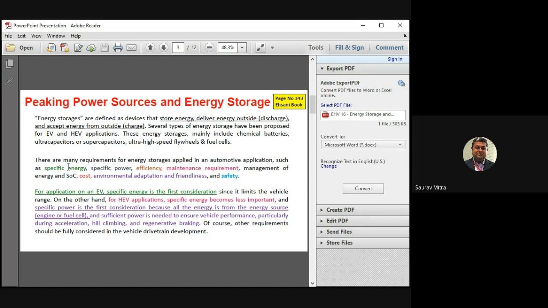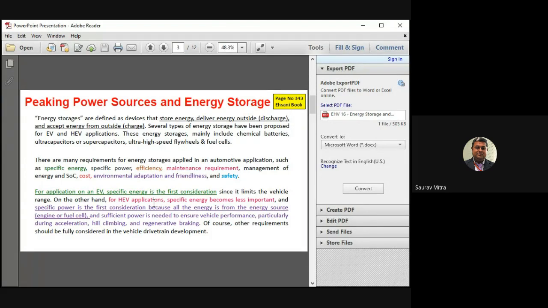So these are the very important definitions: specific energy, specific power, efficiency, management of energy, SOC, like this. For application on EV, specific energy is the first consideration. You can write down these two definitions, they are very important for the exam. What is meant by specific energy and what is meant by specific power? I ask this as differences and as questions. So a 5 to 6 mark question you can expect on this.